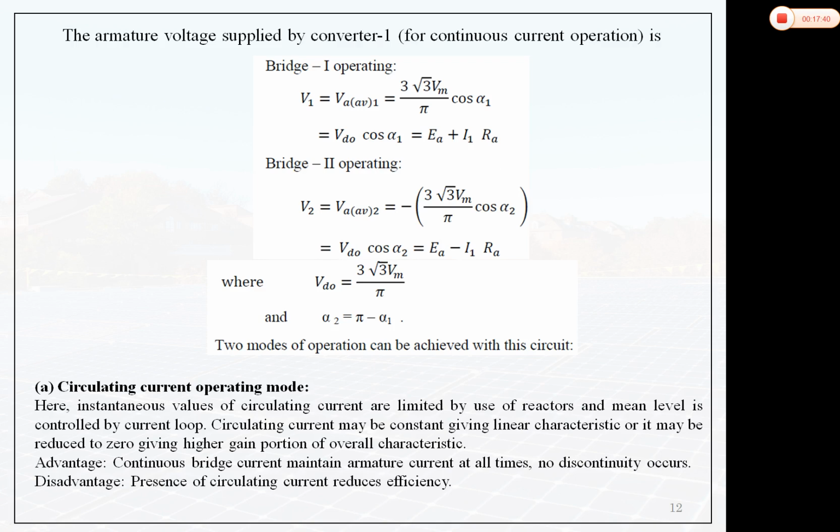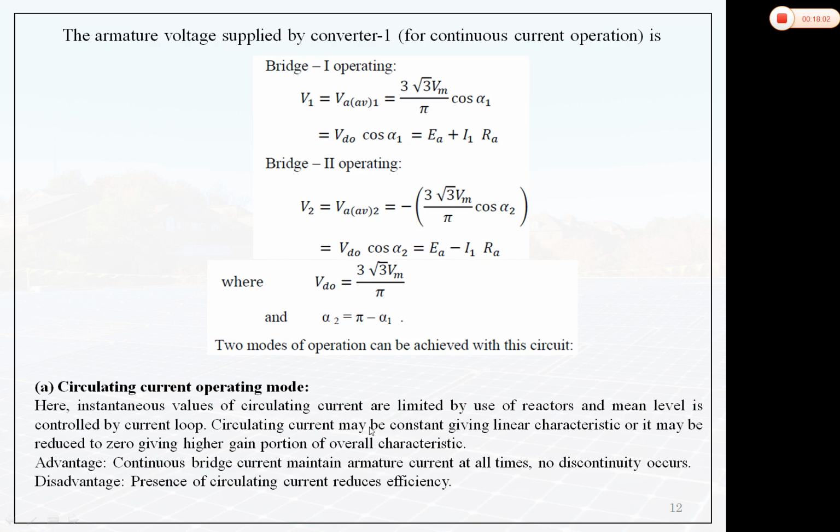For the first converter, the average output voltage with continuous current operation will be 3 root 3 Vm upon pi cos alpha 1. Similarly for the second bridge, it will be minus 3 root 3 Vm upon pi cos alpha 2, and the summation of alpha 1 and alpha 2 will be 180 degrees.